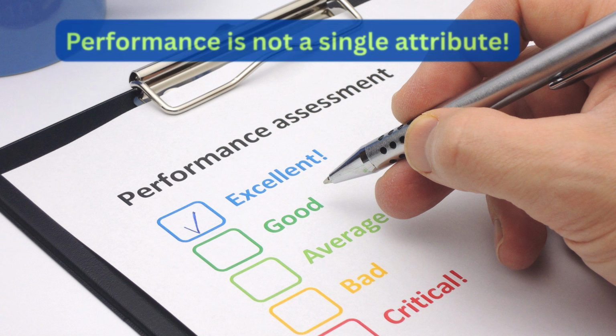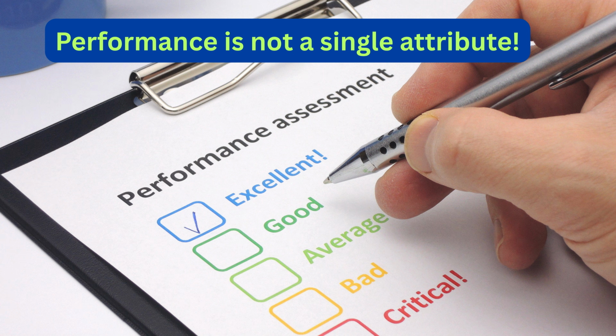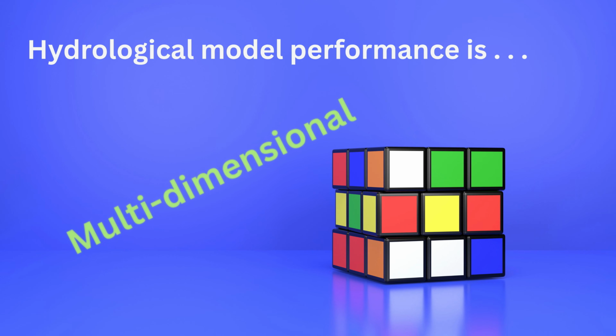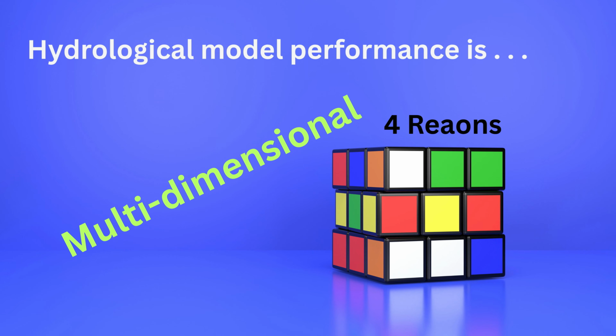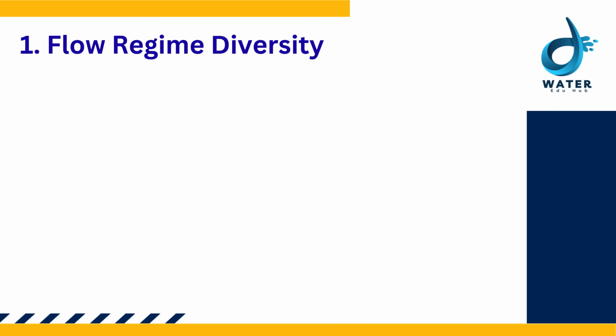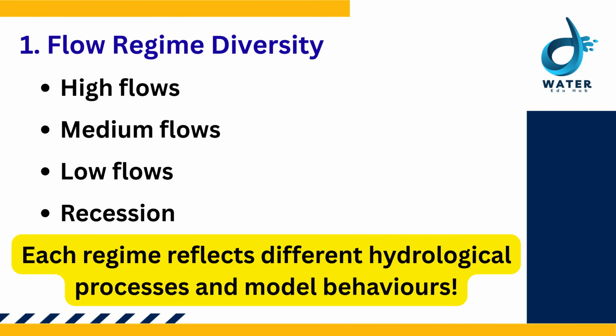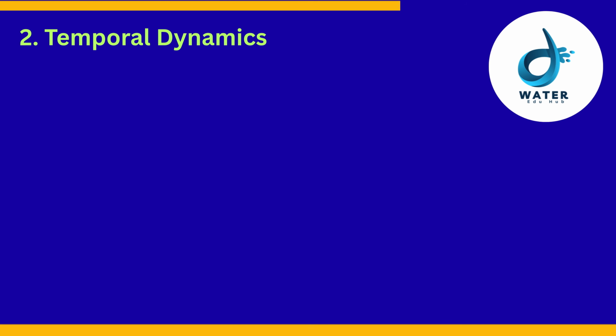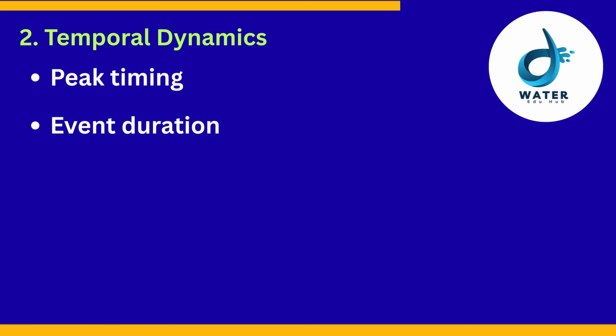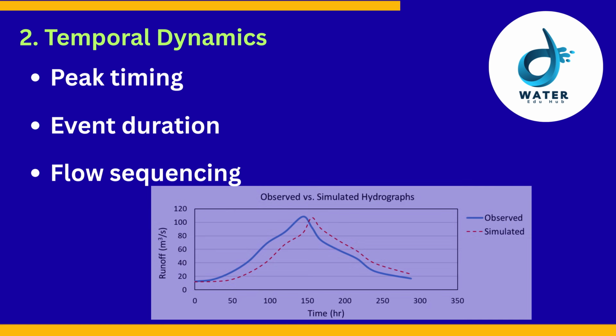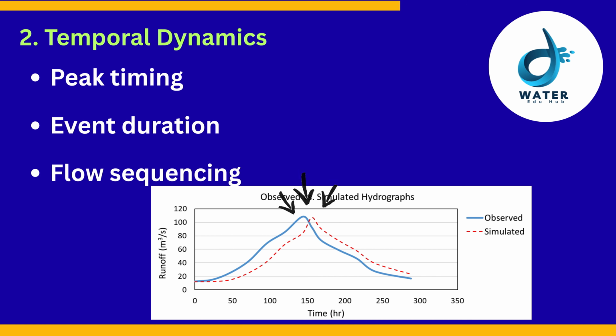However, performance is not a single attribute. Hydrological model performance is inherently multidimensional due to the following 4 reasons. First, flow regime diversity, such as high flows, medium flows, low flows, and recession characteristics. Each regime reflects different hydrological processes and model behaviors. Second is temporal dynamics, represented by peak timing, event duration, and flow sequencing. A model may reproduce magnitudes well but misalign timing, which is critical in many applications.